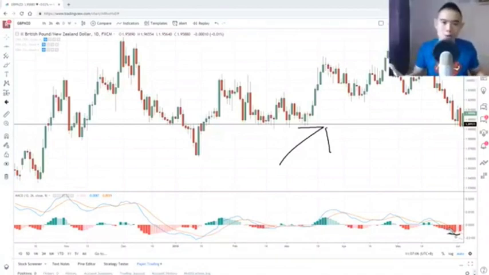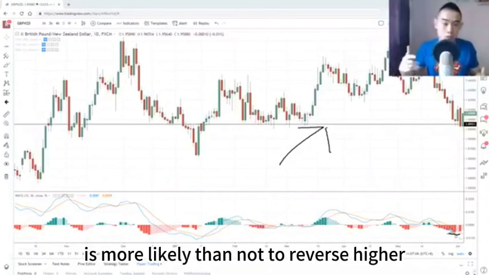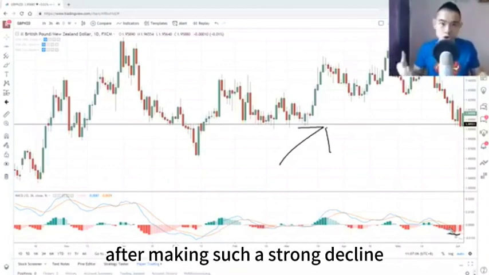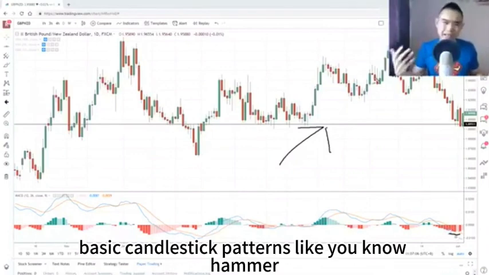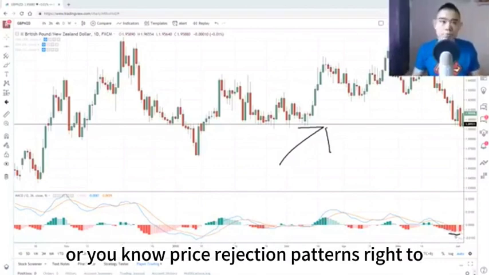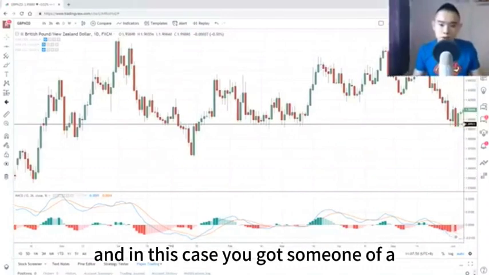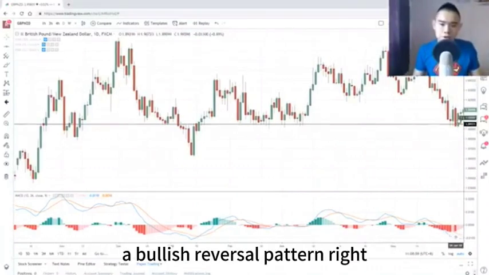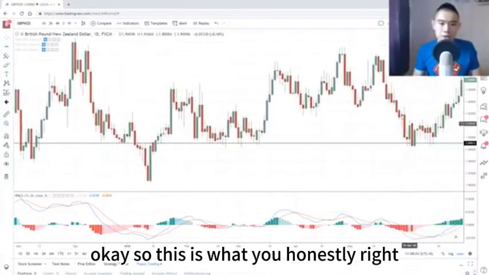This might sound counterintuitive, but the market is more likely than not to reverse higher after making such a strong decline. All right, but there's no guarantee. So this is where you can use basic candlestick patterns like hammer, bullish engulfing, or price rejection patterns, to so-called confirm that the market is about to reverse higher. And in this case, you got somewhat of a bullish reversal pattern, signaling that the market could possibly head higher from here.